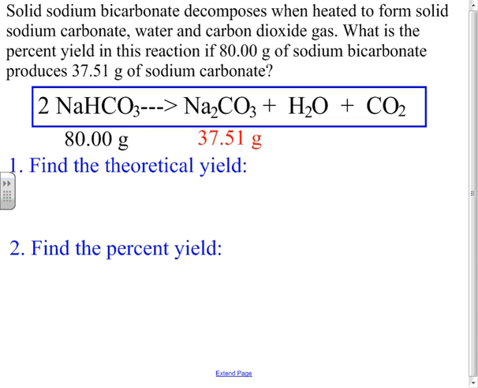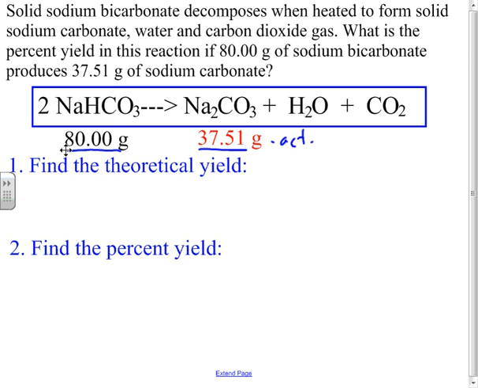Here we're told that solid sodium bicarbonate decomposes when heated to form solid sodium carbonate, water, and carbon dioxide. So from that you can write the balanced equation. And then we're told when 80 grams of sodium hydrogen carbonate is heated, it produces 37.51 grams. This is the actual yield. That is the amount that you did get. And so to calculate the percent yield, we have to know the theoretical yield. How much could you have gotten from that reaction?